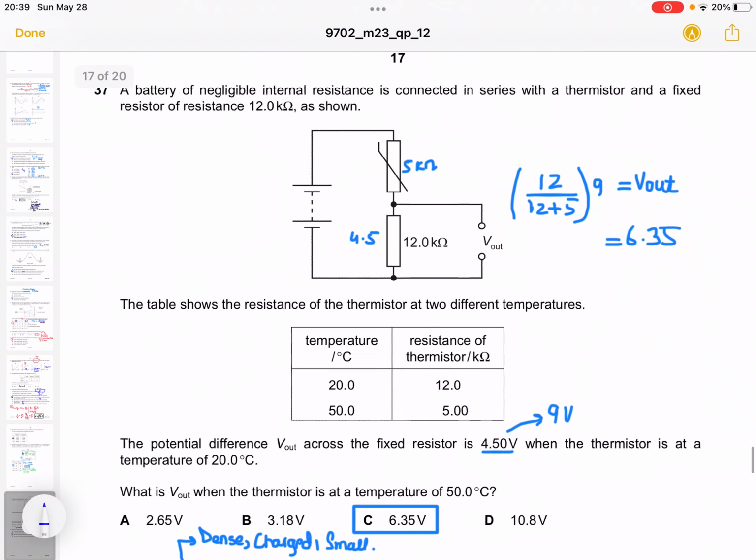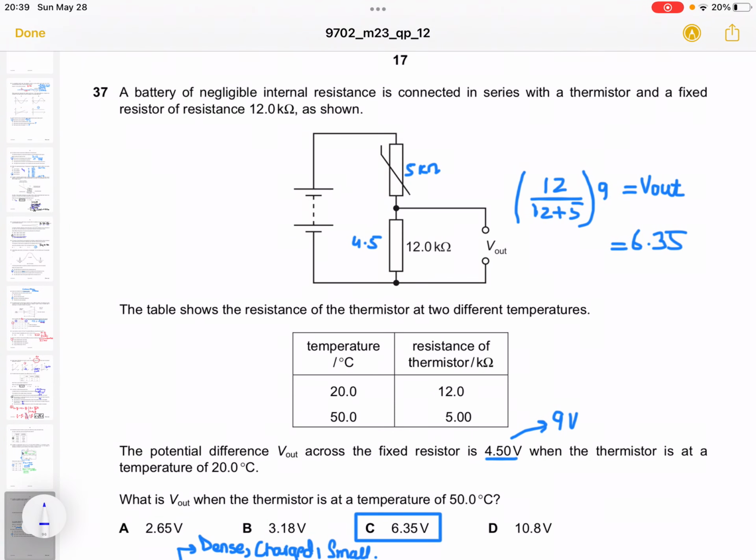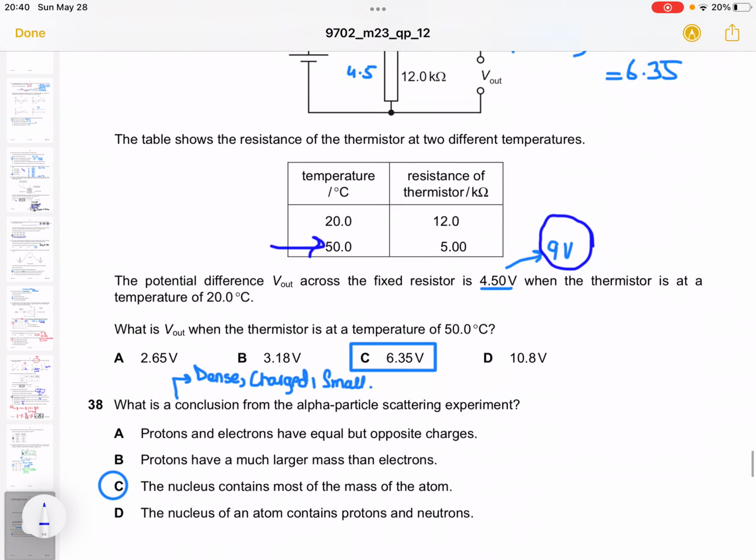Question number 37 says that you are given a thermistor and a situation in which the output across the fixed resistor is 4.5 volts when the resistances were 12. So the total EMF would be 9 volts. It asks, when the temperature is 50 degrees, what would be the V out? We can apply the potential divider: 12 over 12 plus 5 into 9, which is 6.35. So C is the appropriate answer.